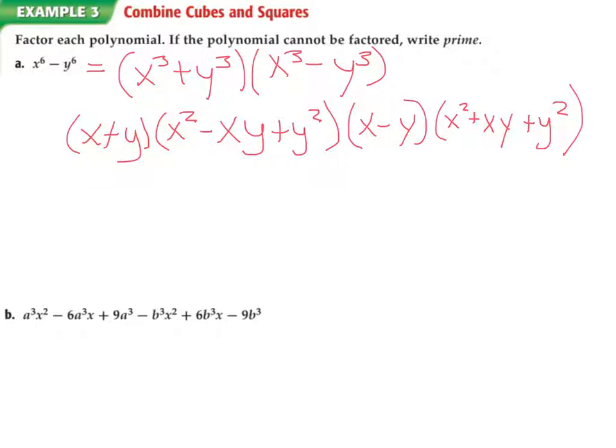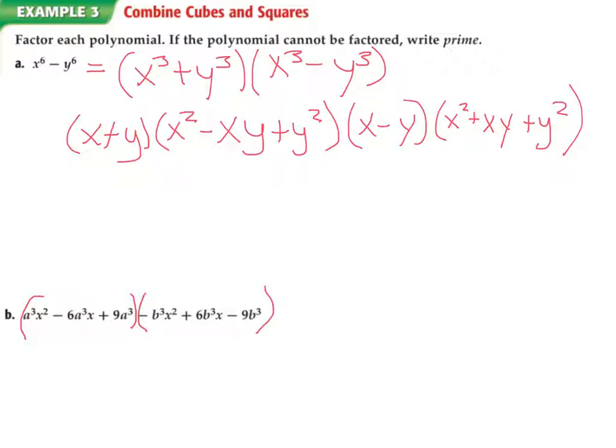Looking at example B, we have a cubed x squared minus 6a cubed x plus 9a cubed minus b cubed x squared plus 6b cubed x minus 9b cubed. And so with 6 terms, we want to go ahead and factor by grouping first. So if we go ahead and do that, we'll go ahead and put our parentheses on here.